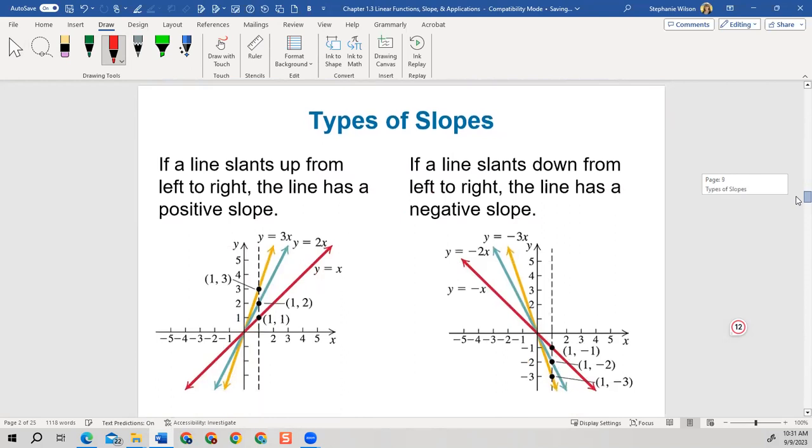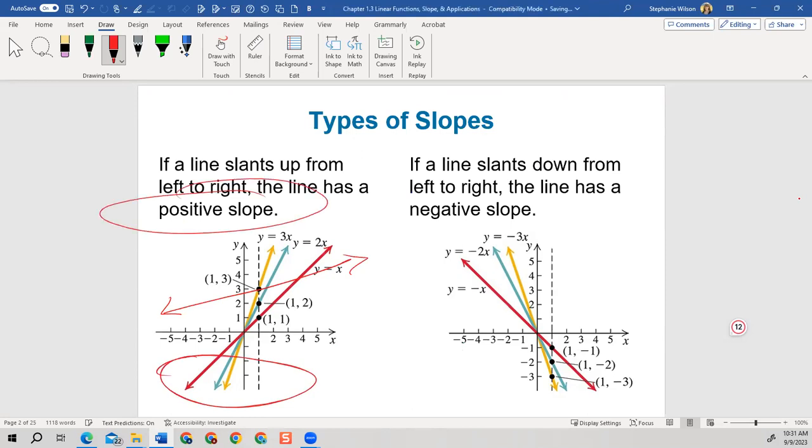Types of slopes. It's just showing you that if the line is slanted up, left to the right, it's a positive. So anywhere on this graph, even right here at this particular point, if it's increasing left to right, and it's not a horizontal or a vertical line, it could be anywhere. You notice it's increasing left to right, so it's a positive slope. If it decreases, and it could have been anywhere on here, it's negative.